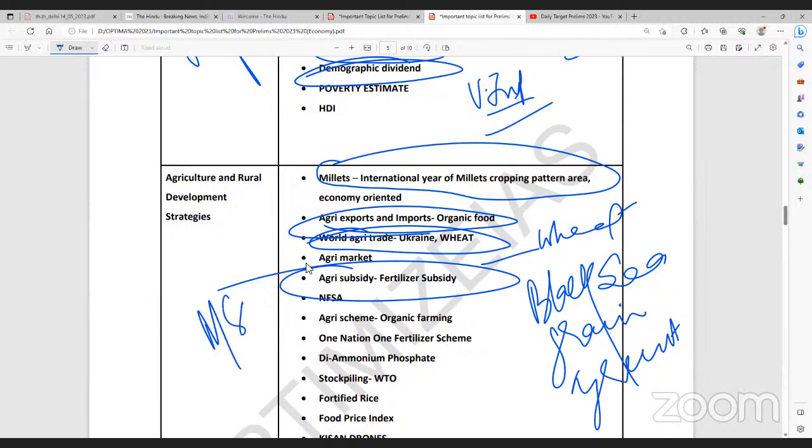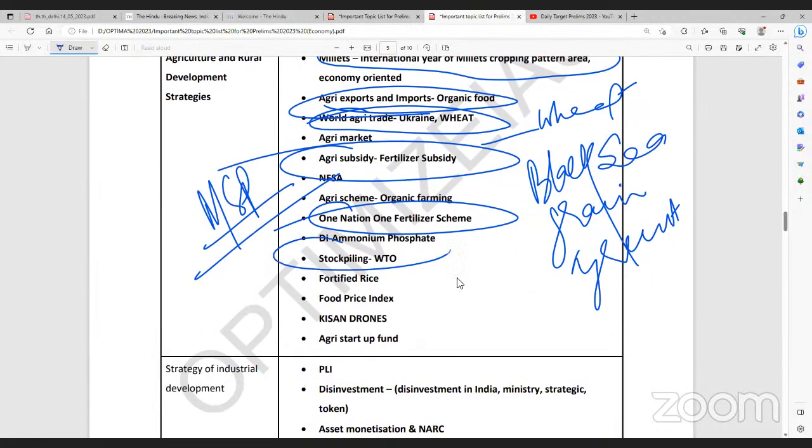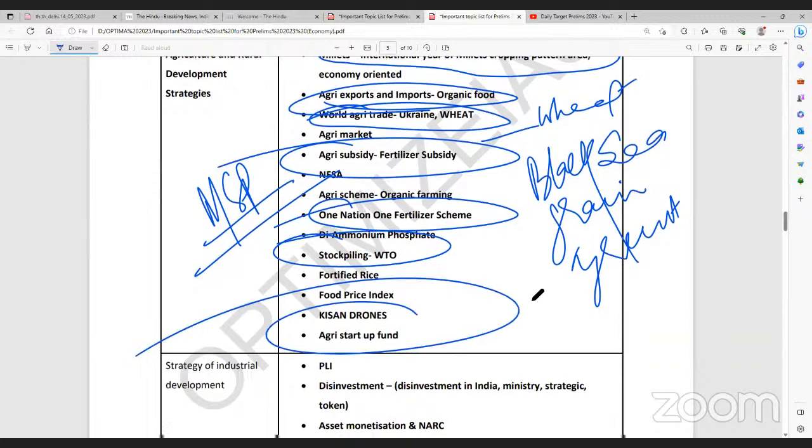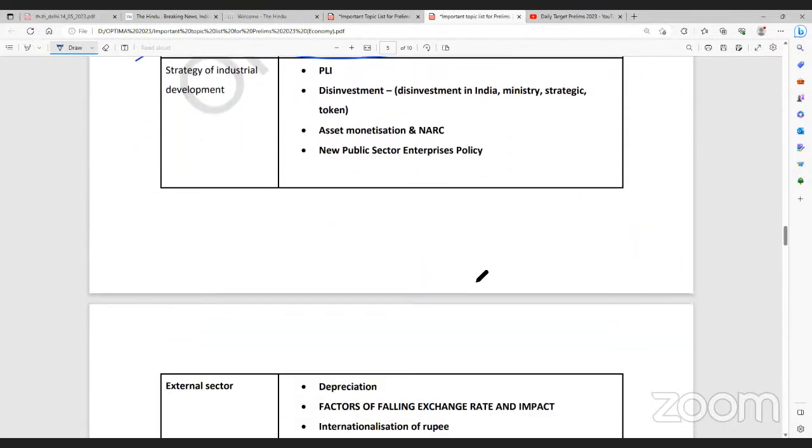Okay. MSP, one nation one fertilizer, WTO norms, stockpiling, WTO norms. Okay. Agri startup, Kisan drone.